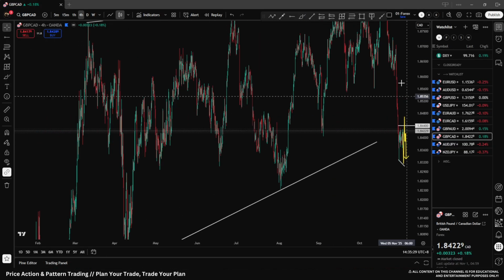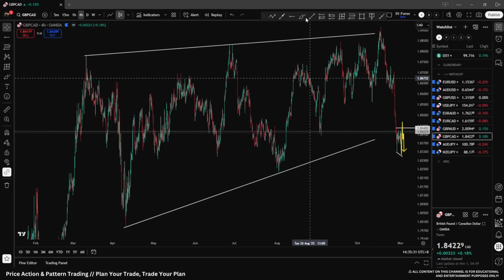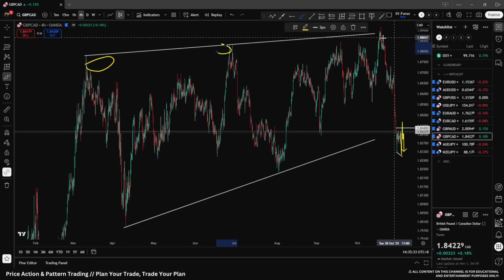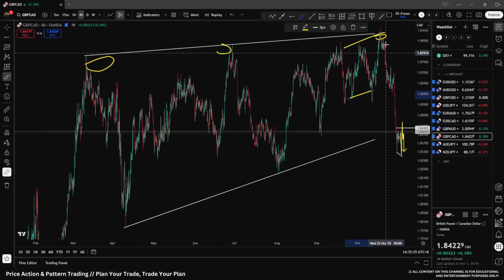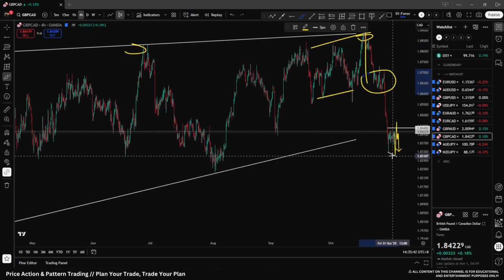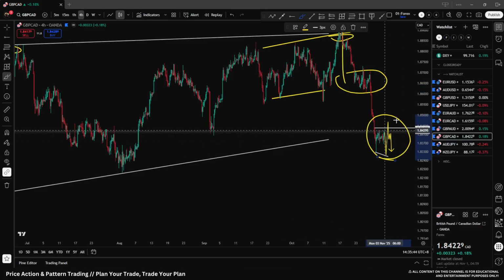We do have here on the forward time frame this 1, 2, 3, which we then finished with the 1, 2, 3 internal. We had the first initial impulse, a correction, another impulse, and we are now waiting for a slightly larger correction here to then continue to the downside.